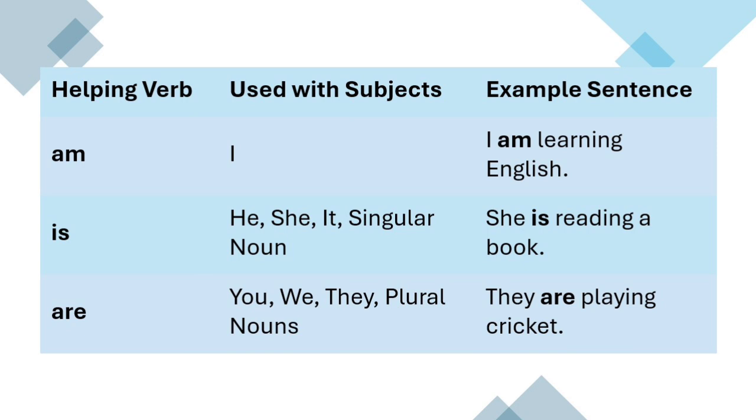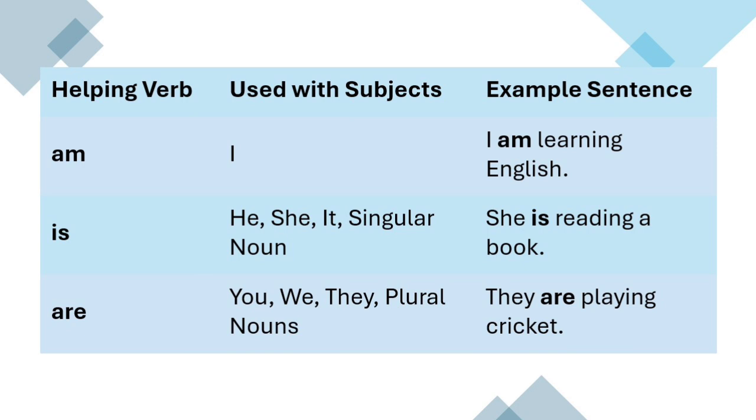Let's see what is the difference in these verbs. First, am. We use am with I. Example, I am learning English. Second, is. We use is with he, she, it, or you can say singular nouns. Example, she is reading a book. Last one is are. We use are with you, we, they, or plural nouns. Example, they are playing cricket. Now you must have understood present continuous tense with their helping verbs.